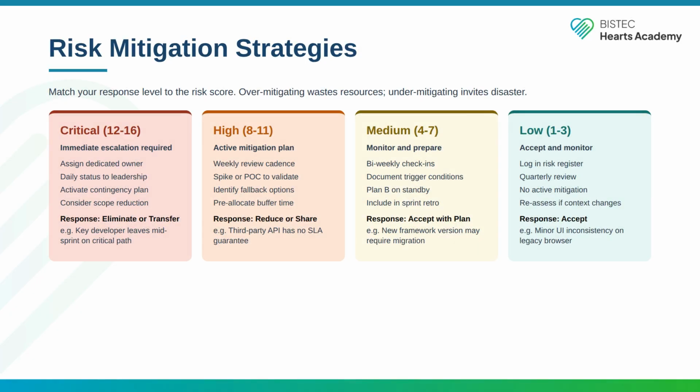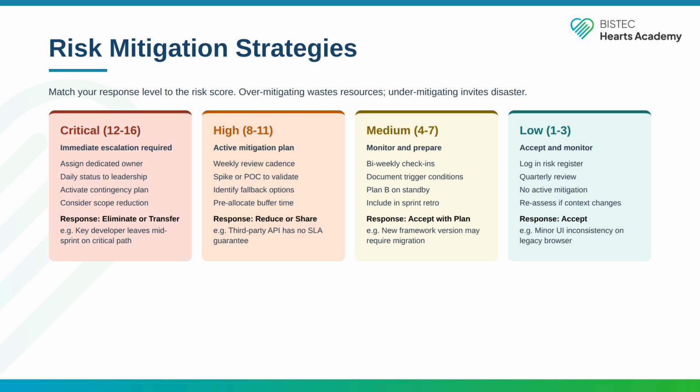Once you have scored your risks, match your response to the severity. There are 4 response strategies. For critical risks, scores 12 to 16, you need to eliminate or transfer. Assign a dedicated owner. Report daily to leadership. Activate your contingency plan. Consider reducing scope to remove the risk entirely. For example, your lead backend engineer gives 2 weeks notice mid-sprint while they own the critical path. You need to act immediately: reassign work, pair up knowledge holders, pull in additional help.